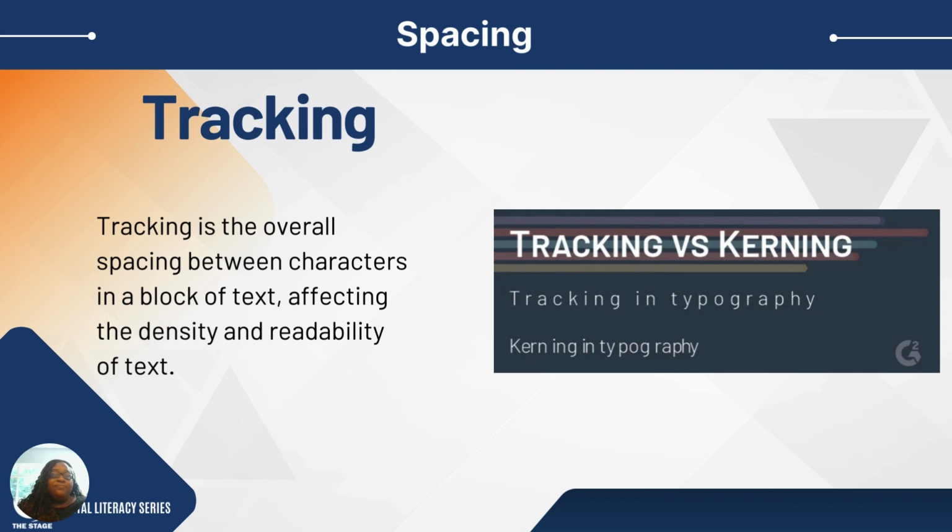Next, we have tracking. Now, this is letter spacing again, but tracking is the overall spacing between characters in a block of text. So we're talking about a block of text, affecting the density and readability of that text. The importance of making sure your tracking is on key is that it controls the overall appearance and readability of text and adjusts the feel of the text. You can make it tight, where the letters are right next to each other, or loose, where there's more space between the letters.